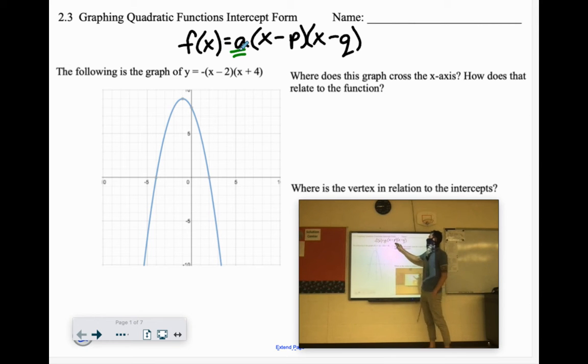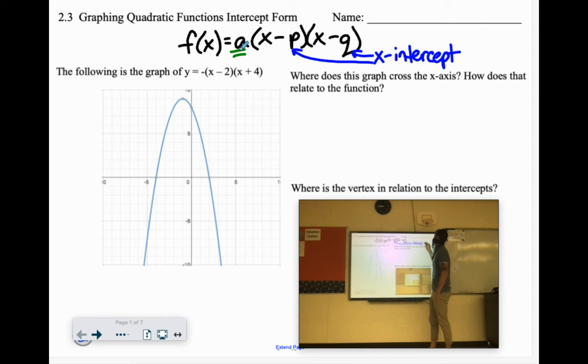Now here's the new parts. These P's and Q's. Mind your P's and Q's. These are going to be your x-intercepts. So again, look, it has subtraction built into the formula, so it may be the opposite of what it appears. If it's x minus 6, then that means the x-intercept would be positive 6, okay?